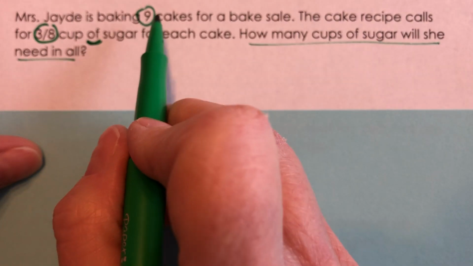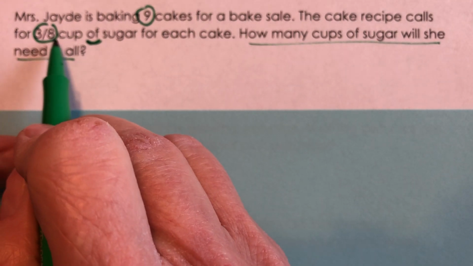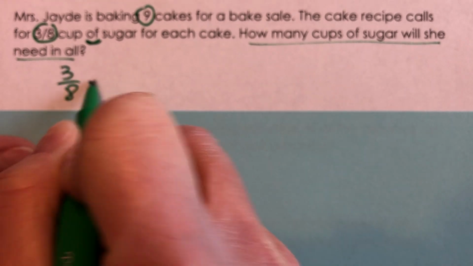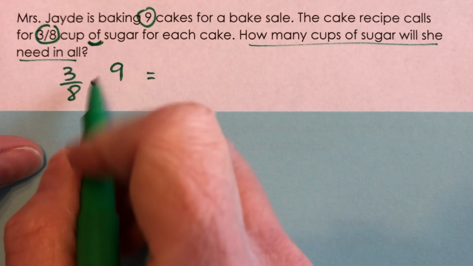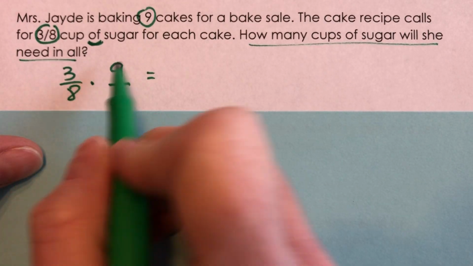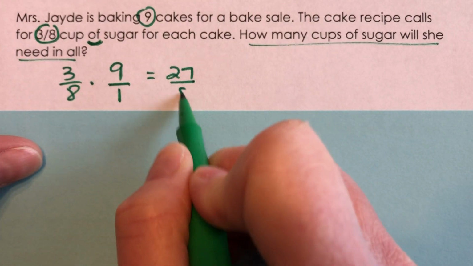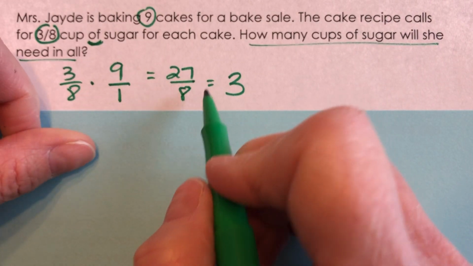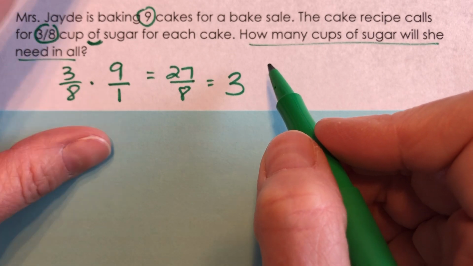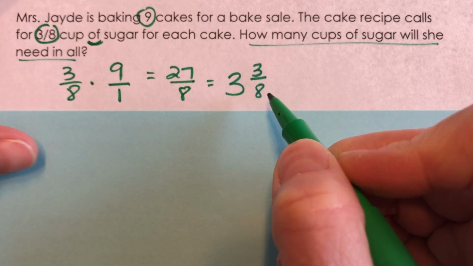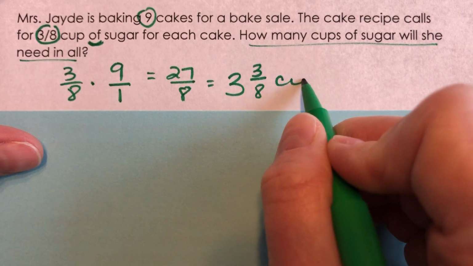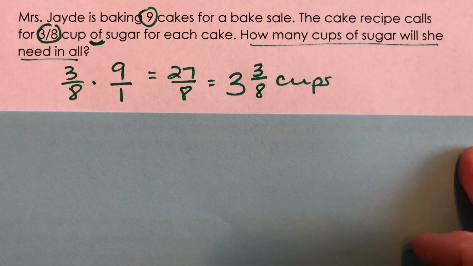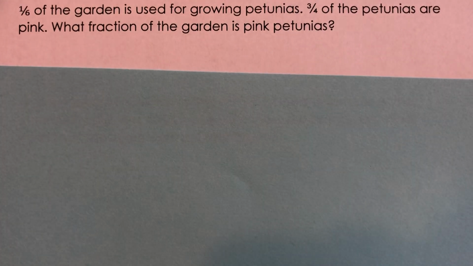So if Mrs. Jade is baking 9 cakes and the recipe calls for 3/8 of a cup for each one, that means 3/8 of 9. So 3/8 times 9 is your equation. I should put a 1 underneath that. 9 times 3 is 27. 8 times 1 is 8. Now let's simplify it up. 8 times 3 gets me closest to 27. 8 times 3 is 24. And then 25, 26, 27, 3 left out of 8. So 3 3/8 cups of sugar. Okay, 2 left.